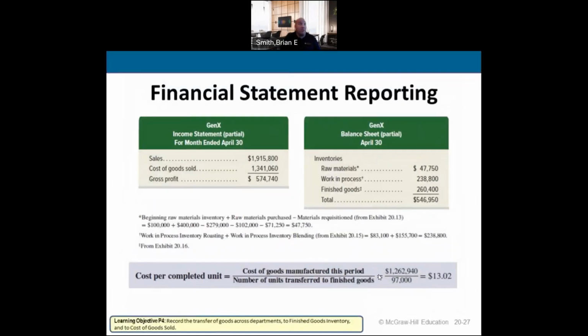And for our financial statement reporting, we see $3 million. So our gross profit is $574,740. Keep in mind, this does not take into account any expenses. We're not looking at other expenses, selling and administrative expenses that are not part of this. So that gross profit right there, not a lot.